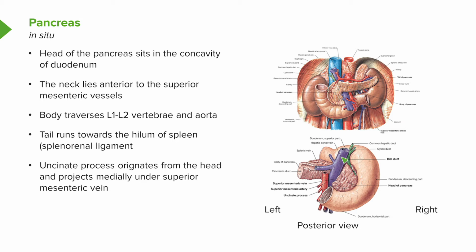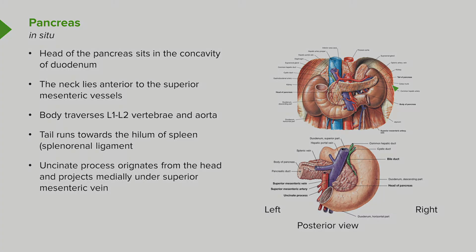If we look at the tail of the pancreas over here, then we could draw in what would be the spleen. That would be in this position around here, not included in this cartoon. And actually running towards the hilum of the spleen, we'd find the splenorenal ligament. So that is the pancreas, within its relations to the other organs, and especially those blood vessels.